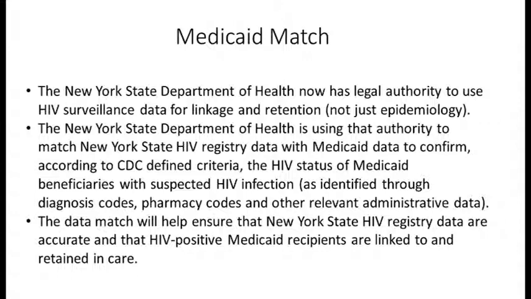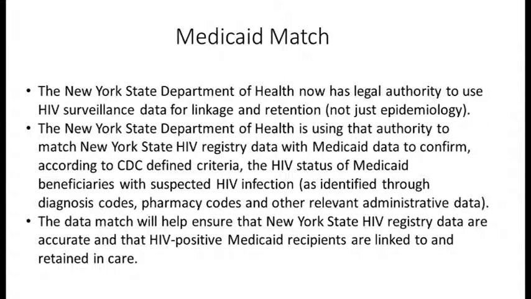On the next slide, there's some text that describes what we're doing. We're taking information from the Medicaid program and information on the HIV registry, and we're linking it together. We're making sure that the HIV registry is accurate, and we're making sure that the Medicaid beneficiaries who are HIV positive are actually linked to and retained in care for being HIV positive. So that's something that we're doing now.